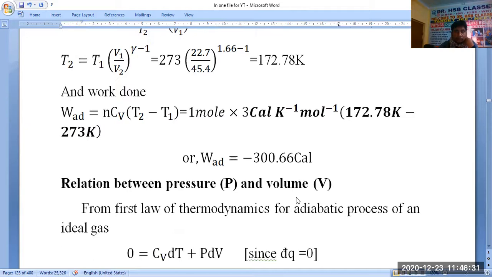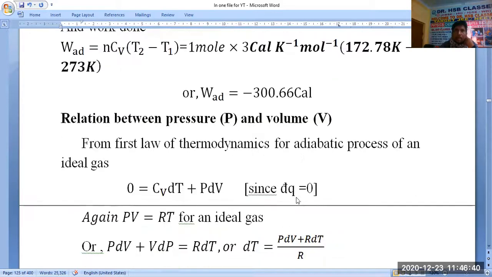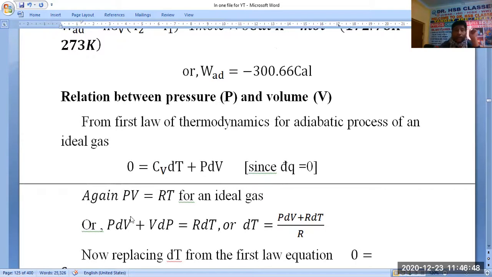Now, the relation between pressure and volume, that is PV to the power gamma equal to constant, you already know, but we should prove it. For an adiabatic process, dq equal to 0, so dq equals Cv dT plus PdV. Again, PV equal to RT for an ideal gas. Differentiating both sides, PdV plus VdP equal to R dT.